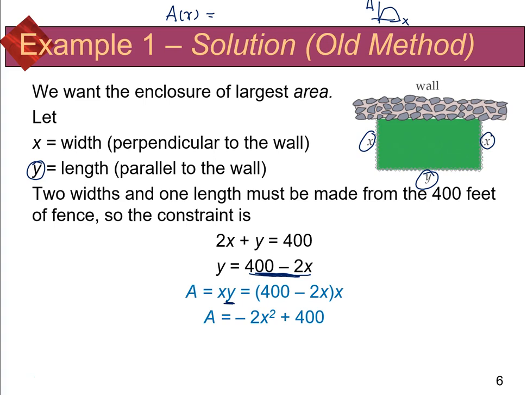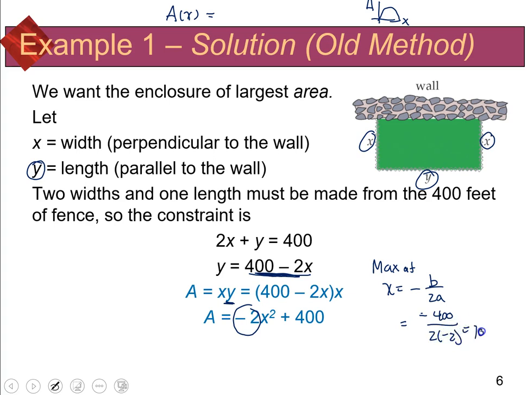Now, I could either use a derivative and set that equal to 0 to find my critical point. I could then use various methods to determine whether it's a maximum or a minimum. Or I can recognize this is a quadratic function. I have a leading coefficient of negative 2, which means this is going to open downward and have a maximum. The maximum is going to occur at x equaling negative b over 2a. And if I put the 400 in and the negative 2 in the right spot, I do get 100.